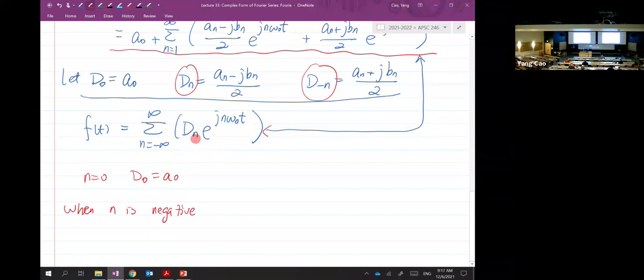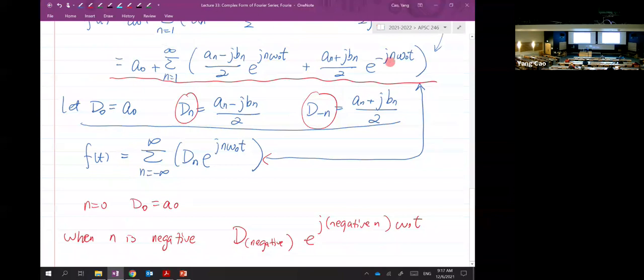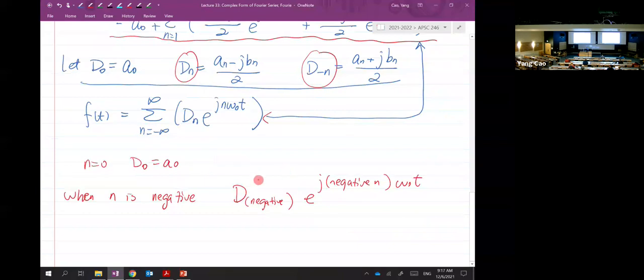So then your dn, this is dn, this is a negative number, and the e also has negative n omega naught t. But n is negative, so that's exactly what's going on over here. So this d negative, we can just say you've got, for example, d negative 100 e to the power negative j 100 omega naught t. That's n negative.